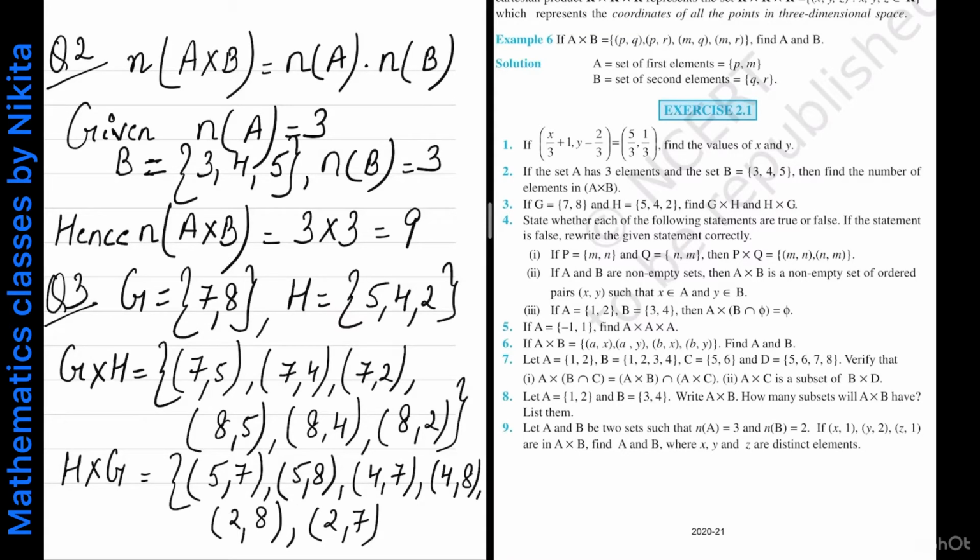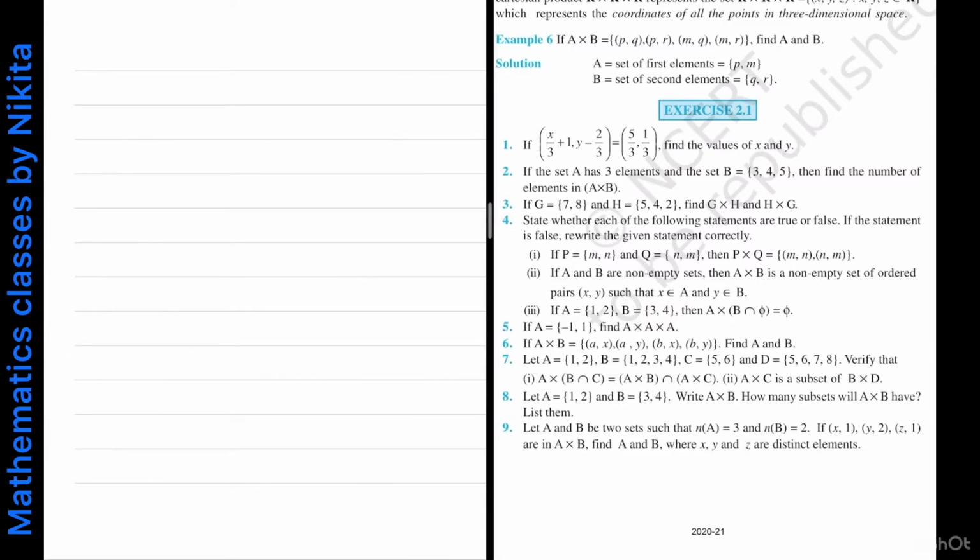So these are the 6 elements in H cross G. So therefore G cross H is not equal to H cross G. Now let's see the next question. State whether each of the following statements are true or false, and if the statement is false, you have to rewrite the given statement correctly. Okay, so if the statement is false, you have to rewrite the statement again in the correct manner.